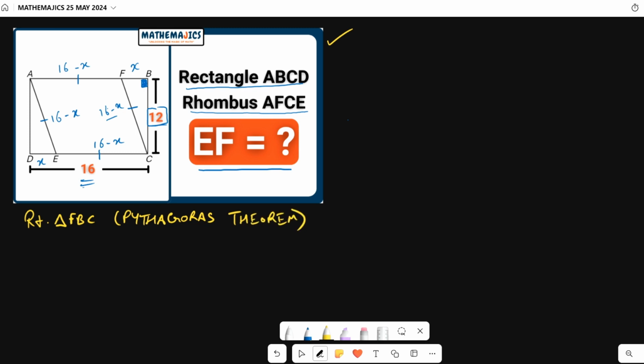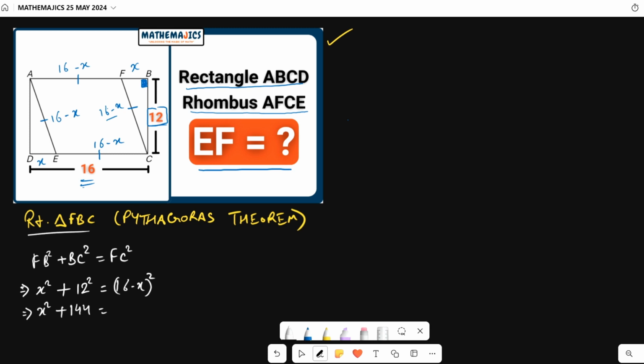And according to this theorem, what will happen? We will get FB square plus BC square is equal to FC square. Correct? Now, what is FB? FB is x square. BC is 12 square is equal to FC, FC is 16 minus x whole square. Now, if we simplify this, we will get x square plus 144. And on the right side, I will be using the algebraic identity A square plus B square minus 2AB. That is 16 square plus x square minus 2 times 16 times x. Correct?